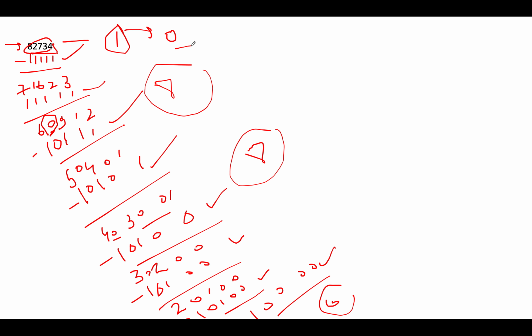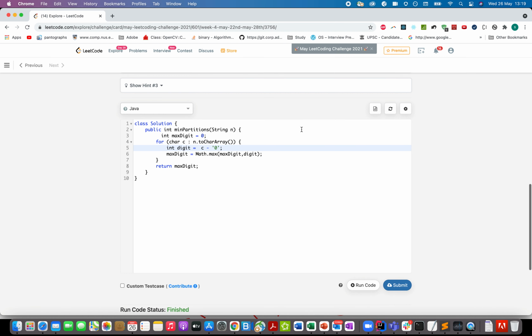Now let's look at the coding part. The coding part is pretty simple. You identify the maximum number in your input set and simply return it as the answer. So let's just look at it for the sake of completion.